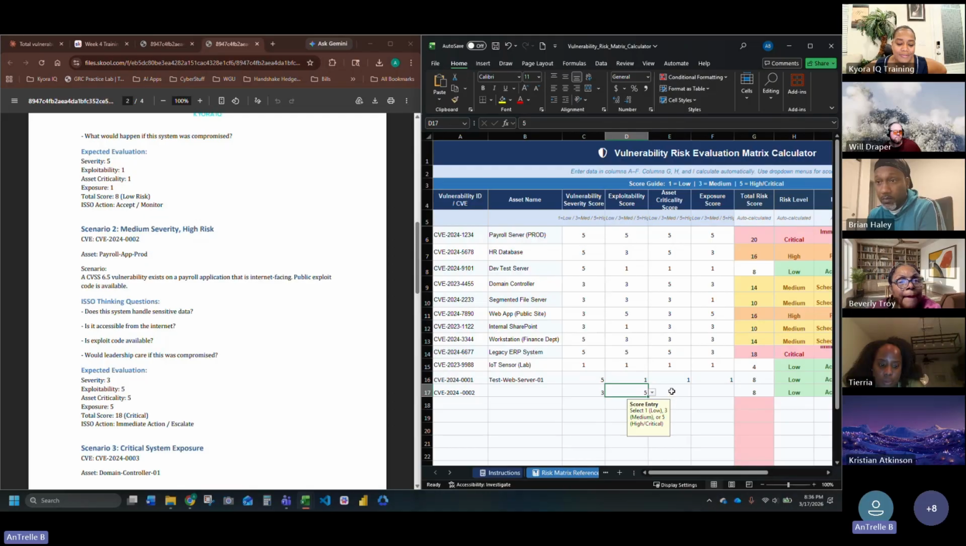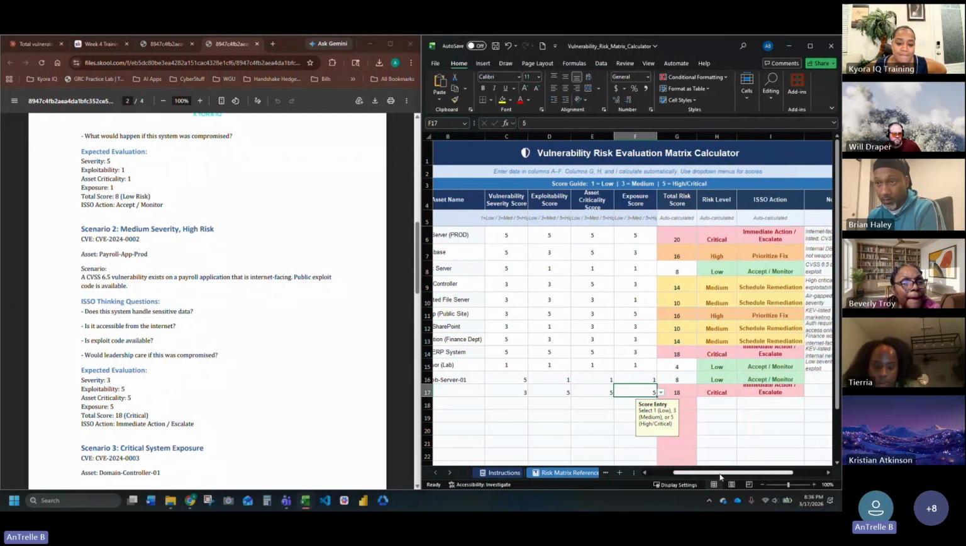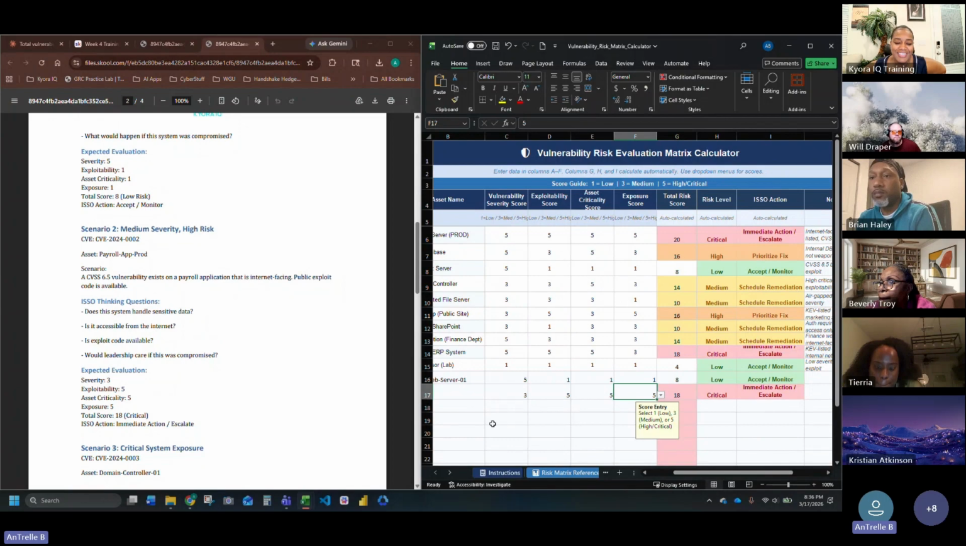The asset criticality score is also going to be a high critical, because that is a high value asset since it has sensitive data, is internet facing, and has public exploit code available. And the exposure score is also going to be a 5 because it is internet facing. That gives us an 18, critical, immediate action, escalate. We're going to put in a hot fix to get this patched tonight when everybody logs off, because we can't have my payroll information out there. I don't want people seeing all them buckets I'm making.